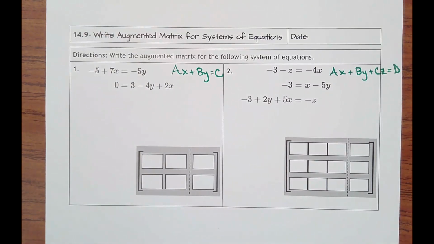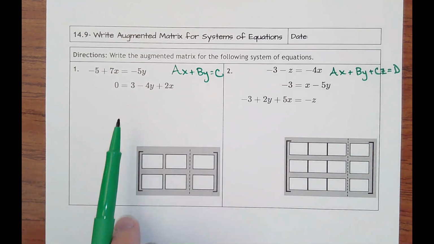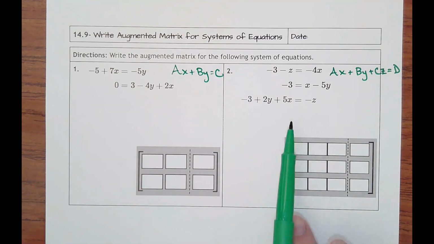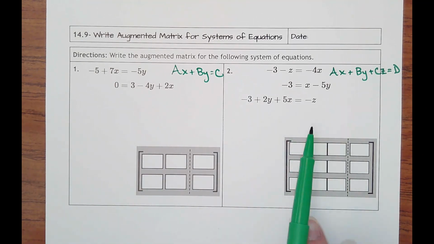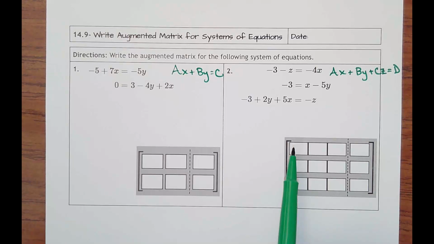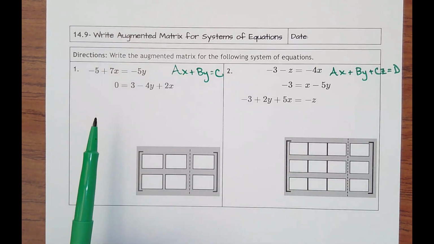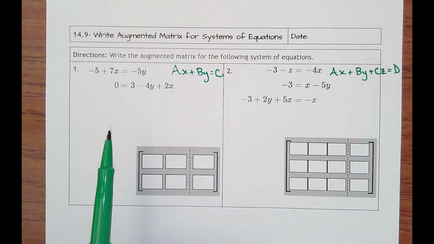Lesson 14.9 is writing an augmented matrix for systems of equations. What matrices are really useful for is solving systems of equations, which is where two lines intersect. Sometimes we have two variables, x and y, and sometimes we have three variables, x, y, and z. An augmented matrix is just moving all the terms around so they're in standard form.